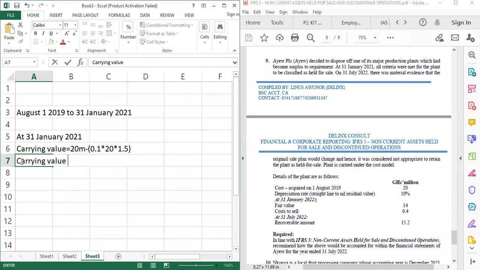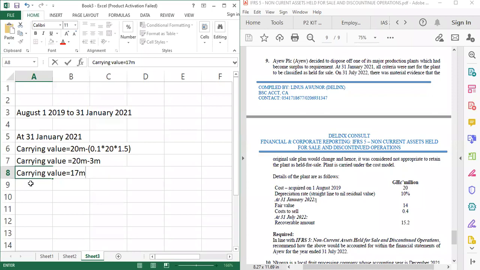So the carrying value will give us how much? 20 minus what? If we multiply that, (0.1 times 20 times 1.5), what are we getting? 3. We are getting 3. Okay. 3 million. So what will be our carrying value as at this date? 17. Okay, 17 million.